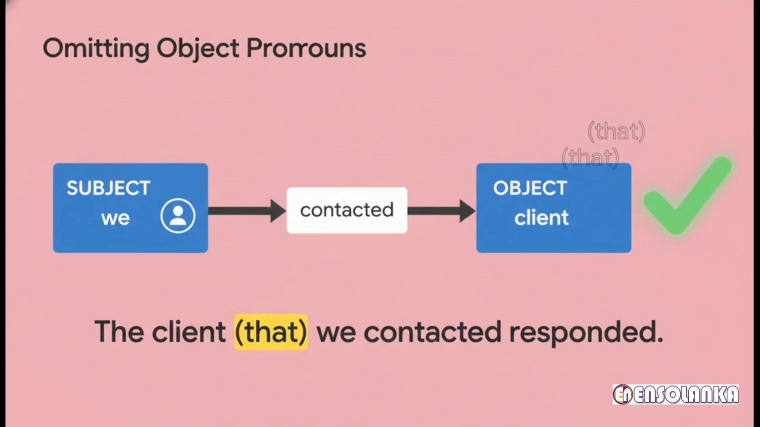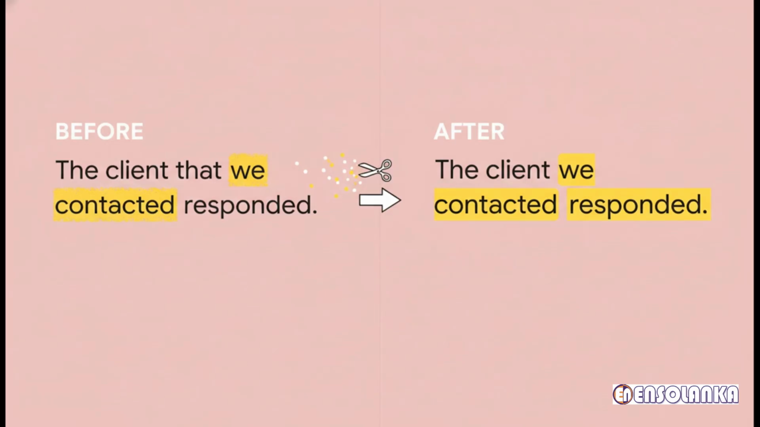Let's break that down. In "the client that we contacted," who did the contacting? We did. We is the subject. The client received the action. That makes the client the object, and that gives us the green light to drop the pronoun. And here's what you get. "The client we contacted responded." See, it just sounds cleaner, more direct.